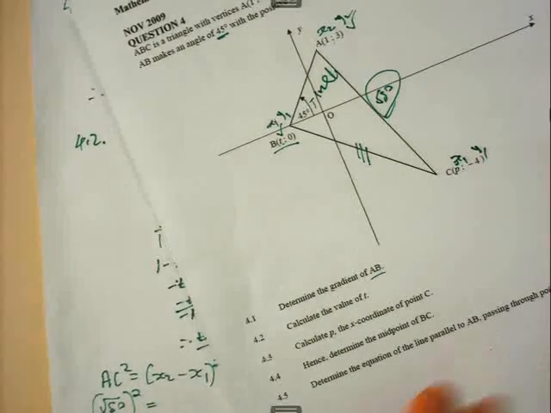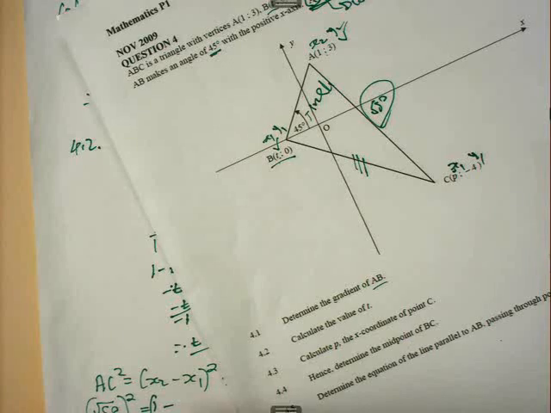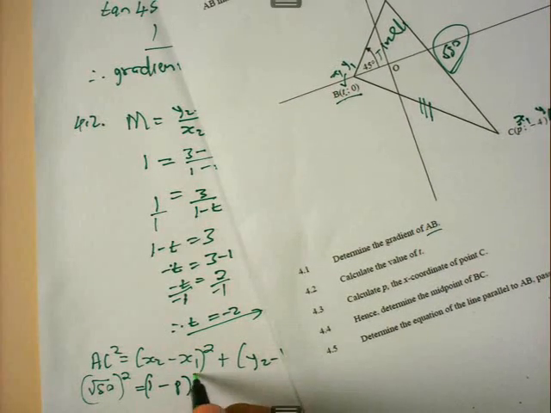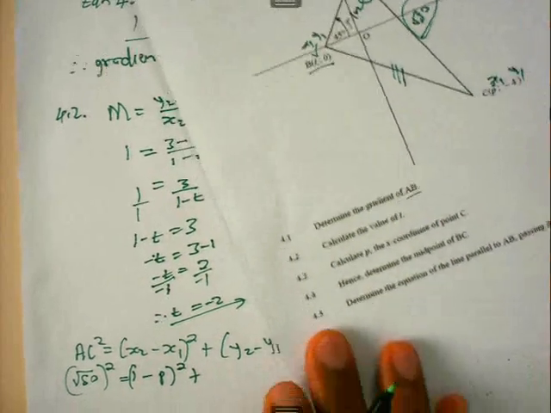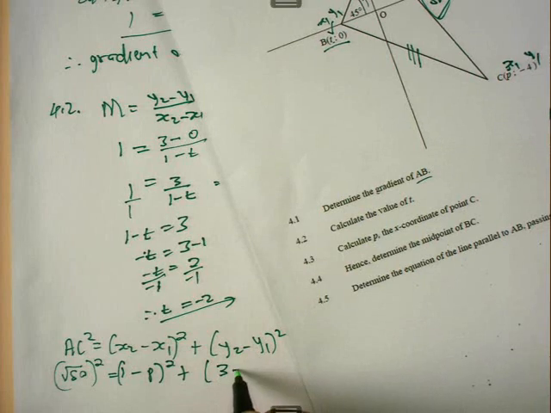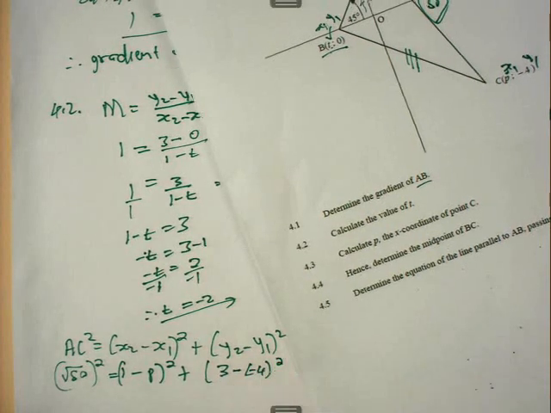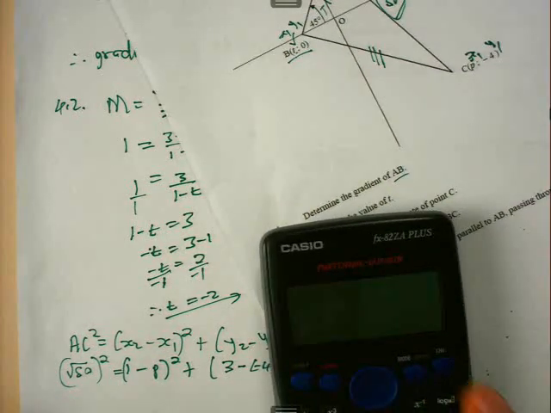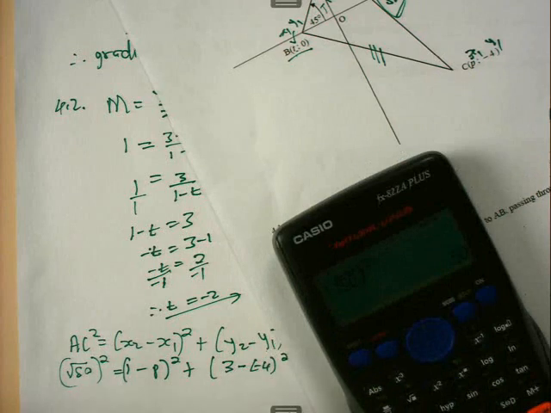Then x2 will be 1 minus p. 1 minus p all squared plus, the same applies with y2. Y2 will be 3 minus 4 all squared. Right, what is the square root of 50 all squared? Of course, boys and girls, if you're struggling to get this one, you just use your calculator. The square root of 50 all squared, the answer there is 50.